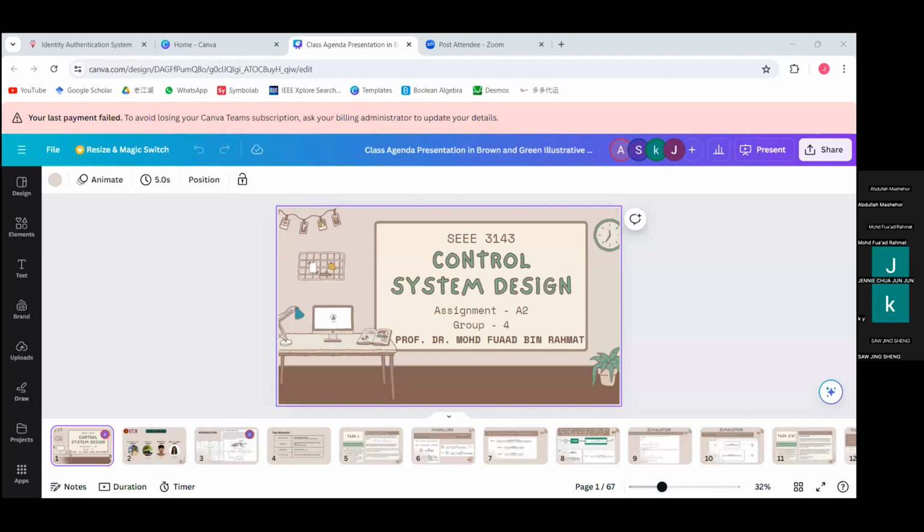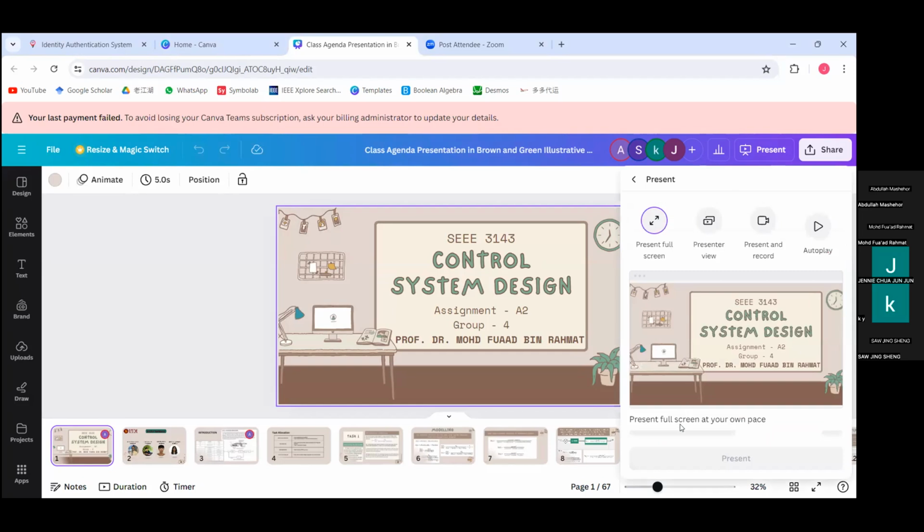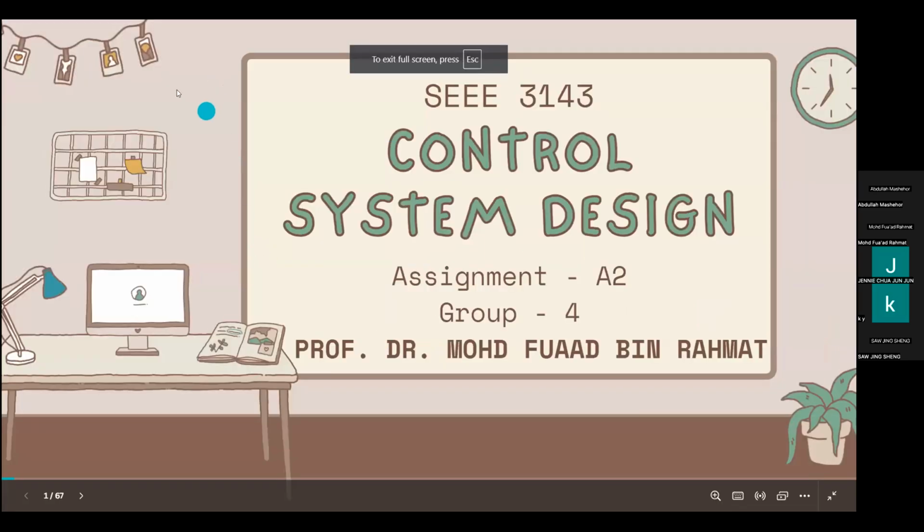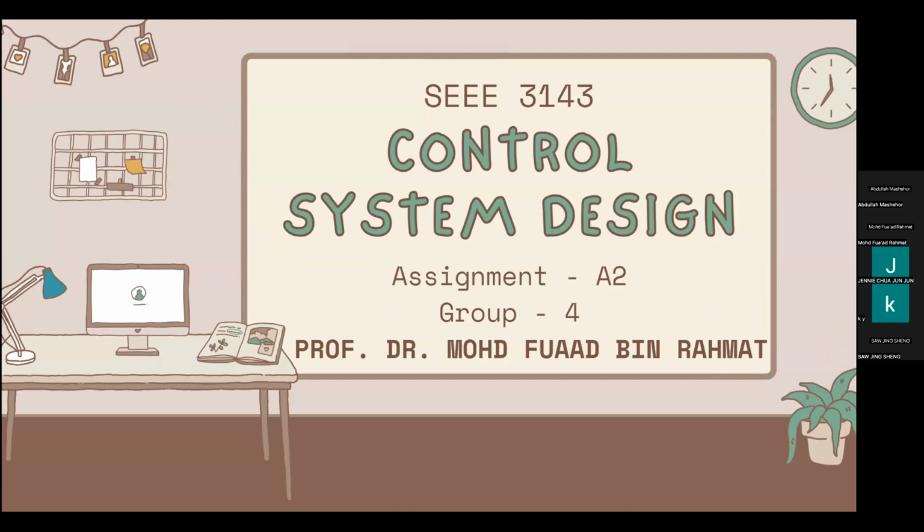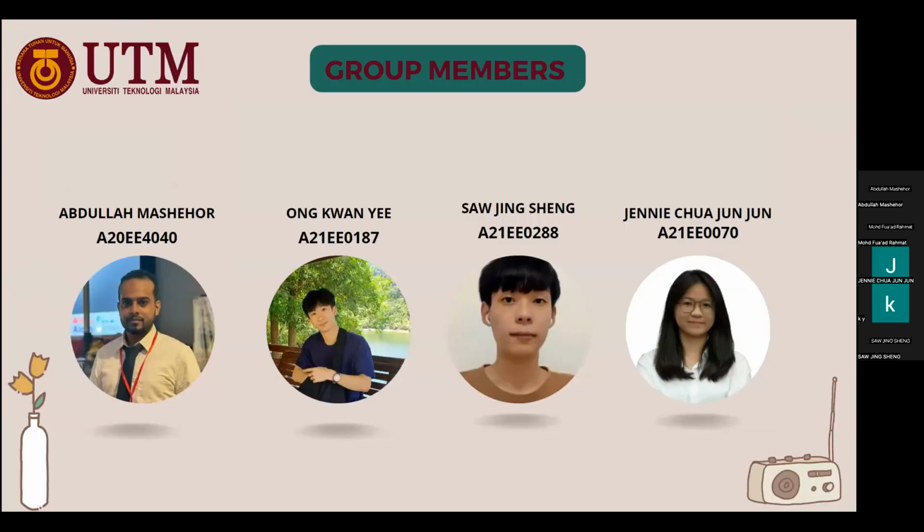15 minutes only, not more. Okay. Good afternoon, Doctor. This is our group 4. We are presenting this assignment. We have the tasks A2. Next, this is our group member. It's me, Abdullah Mashur, and Ong Kwan, and So Jing, and the group leader, Jeannie.